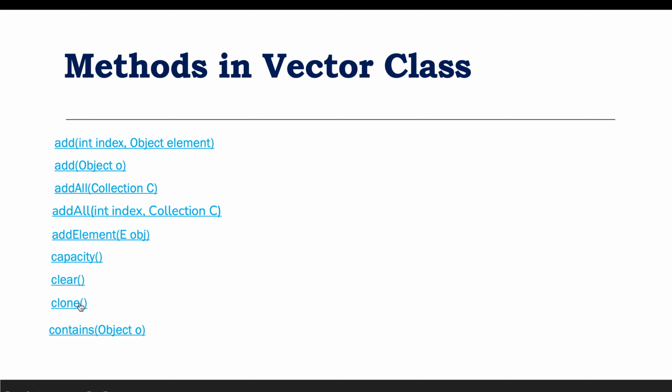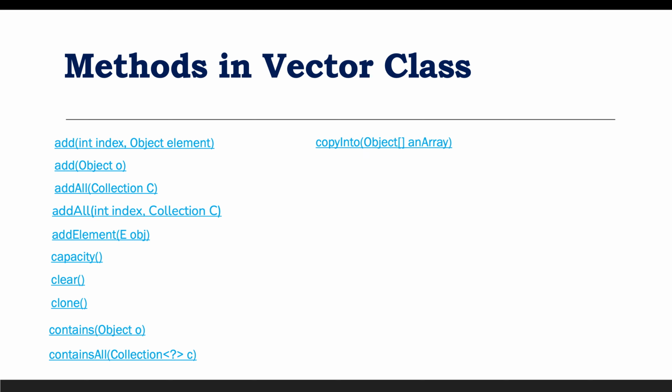Clone method is used to clone the existing collection to the new collection, so it is going to create the replica. Contains method, again if we want to check whether any specific element is available inside the vector class object or not, then we will go for the contains method. Similar to that, we have containsAll. Let's say we want to check whether a collection of elements is available inside the vector class or not.